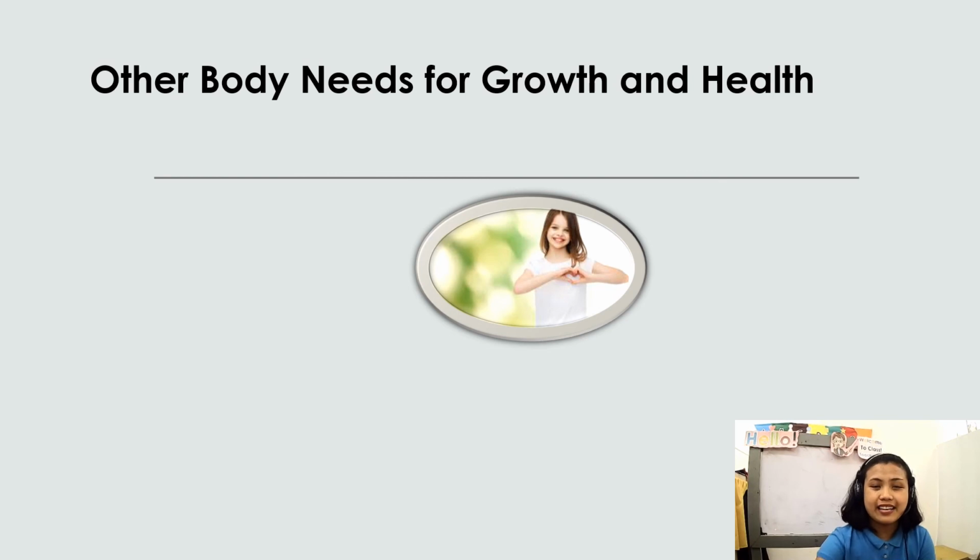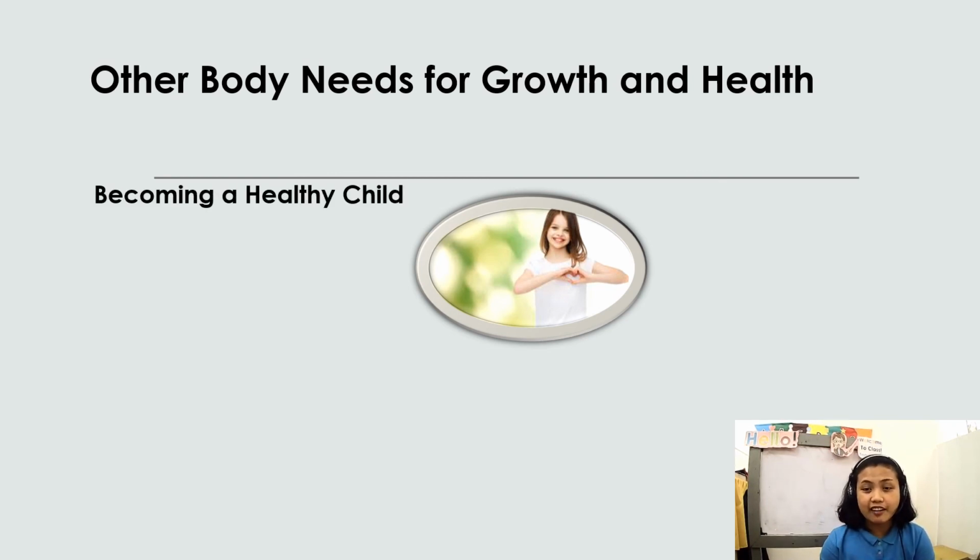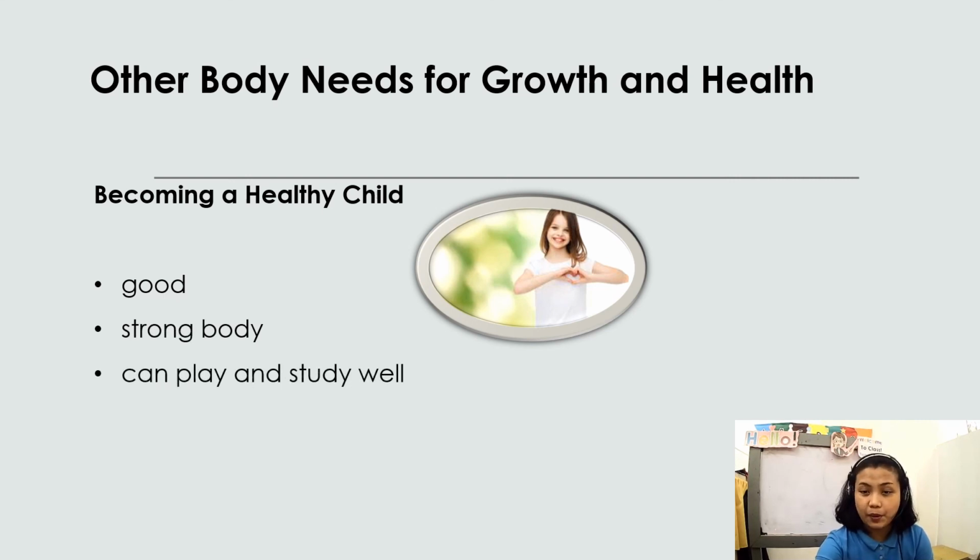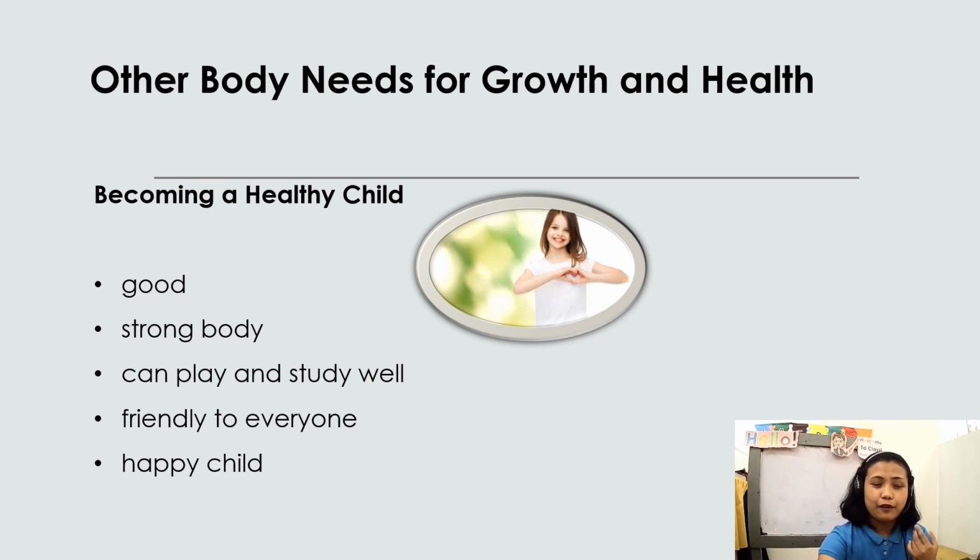The last one is becoming a healthy child. So what are the characteristics of a healthy child? You have a strong body. You can also play and study well. Friendly to everyone. Happy child. So if you are a happy child, you are a healthy child. So are you a healthy child?